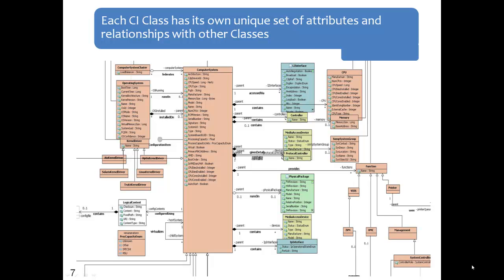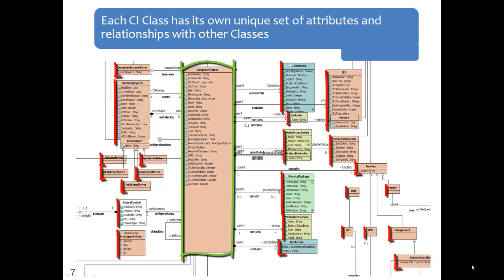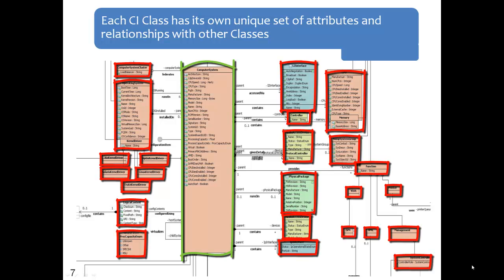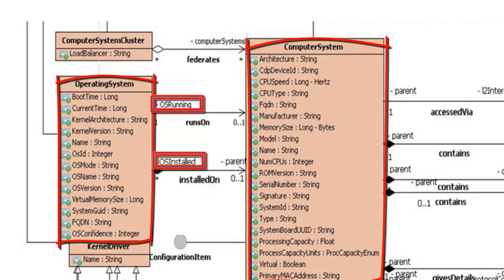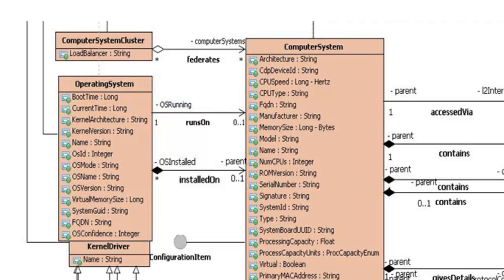Each CI class uses a unique set of attributes to link it to other classes. For example, this diagram shows the computer system class and some of the links that exist between this class and other CDM classes. This diagram provides a high-level overview of how specific attributes are used to link different classes together. Here we can see that 2 attributes in the computer system class, OS installed and OS running, are used to link the computer system class to the operating system class. These link relationships need to be understood when you're putting together TADDM report queries which need to extract data across multiple CDM classes.